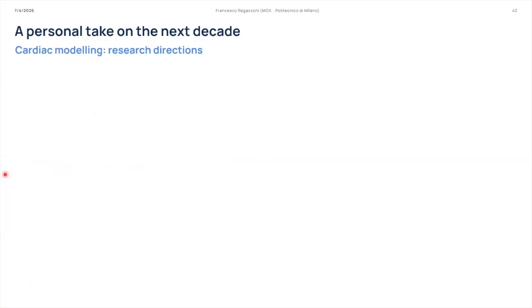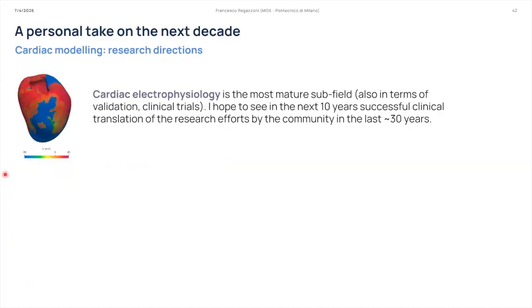And finally, what about the research directions that I expect in cardiac modeling? First of all, we have cardiac electrophysiology. That is, I think, by far the most mature subfield in cardiac modeling, also in terms of validation and clinical trials. Last week, the first clinical trial on the use of computational models to guide ventricular ablation was published by the group of Natalia Trayanova, and I think this was a real milestone for everyone working in this field.